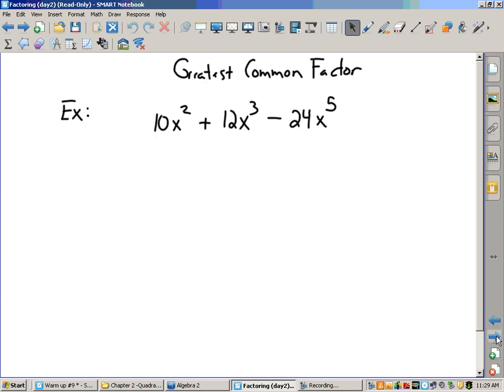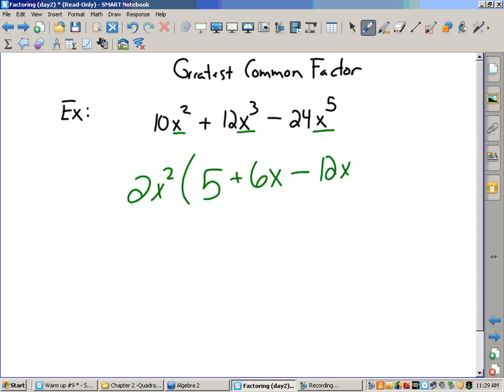What do I mean? Look at that problem. That problem in itself is going to look pretty ugly. But what is the greatest common factor between all of those things that I can have in this? Luis? Okay, not just a 2, but you got to look at the x's also. 2x squared. This thing factors down to 5 plus 6x minus 12x cubed.